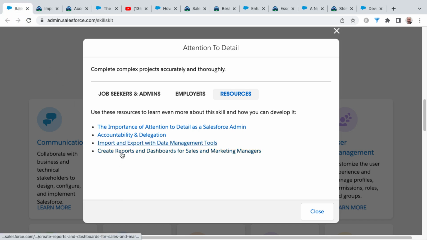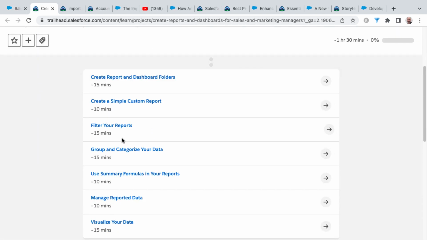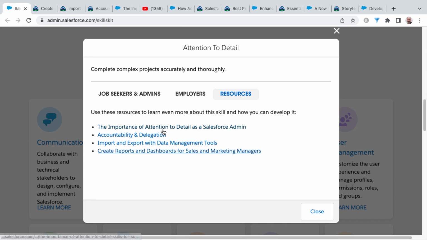And then finally, the final resource for this particular skill is create reports and dashboards for sales and marketing managers inside of Trailhead. A lot of different sections here related to reports and dashboards, as well as folders. And you'll be getting into filtering your reports, grouping and categorizing your data, and a whole lot more. So these are good hands-on ways that you can gain more experience with attention to detail and strengthening that core skill. That is skill 3 of the 14 in the admin skills kit.